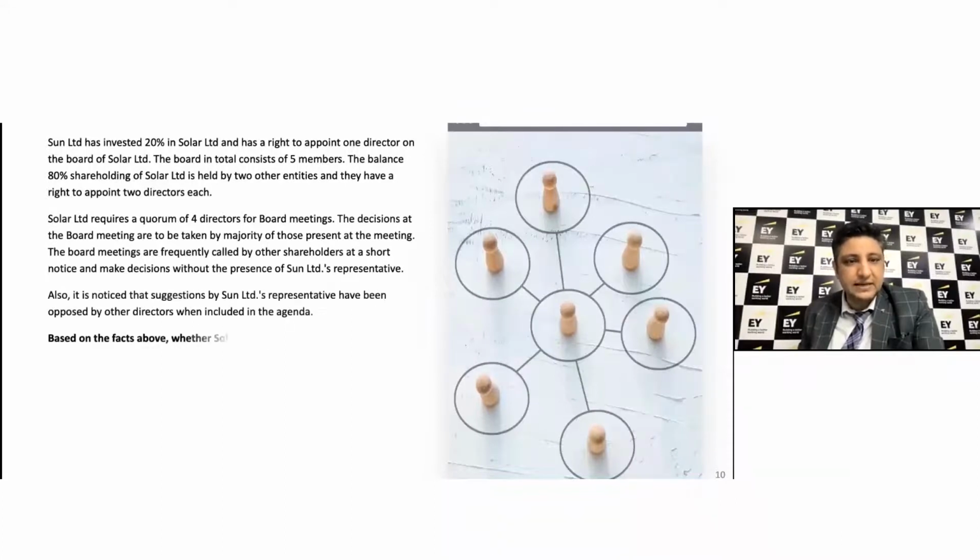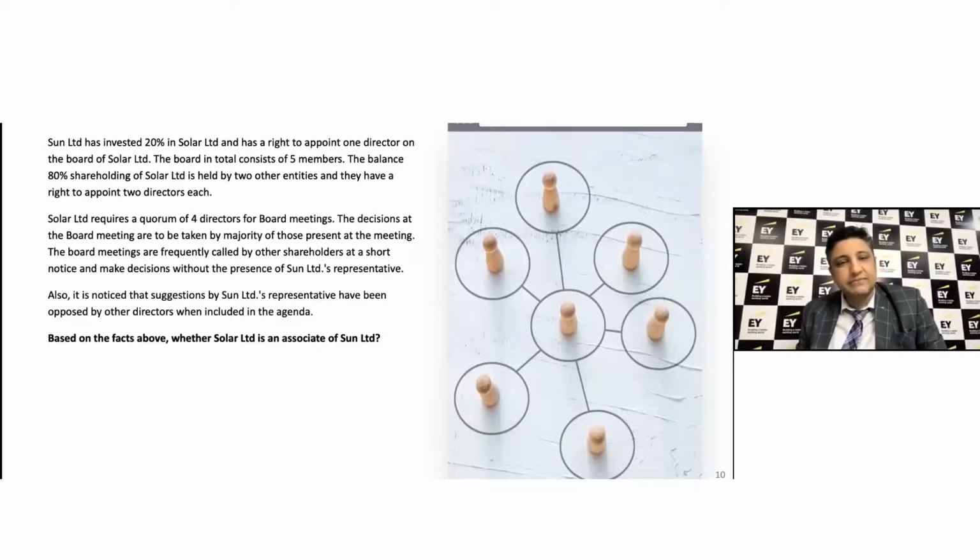It says that Sun Limited has invested 20% in Solar Limited and has a right to appoint one director on the board of Solar Limited. The board in total comprises 5 members. The balance shareholding of Solar Limited is held by 2 other entities, and they have a right to appoint 2 directors each. Solar Limited requires a quorum of 4 directors for board meetings. The decisions are to be taken by the majority of those present.